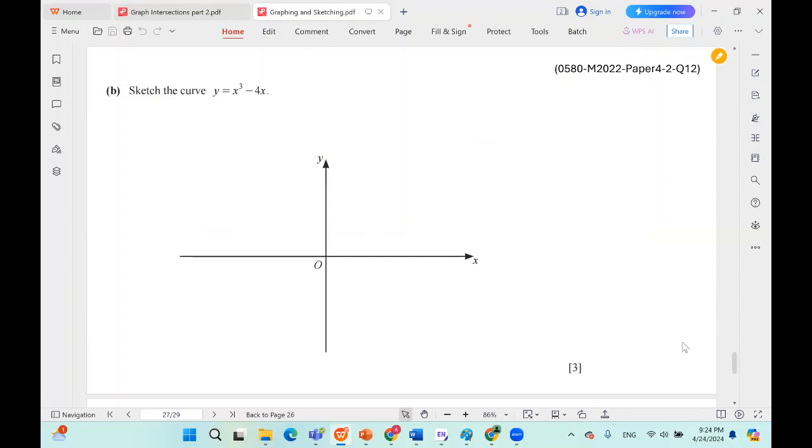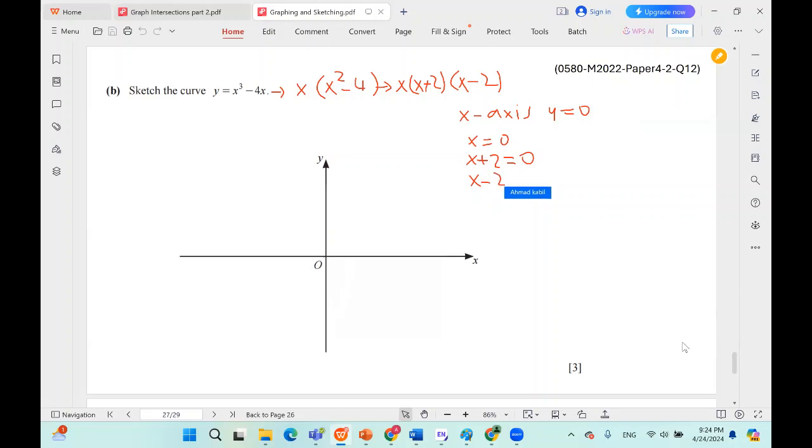For our final problem, we are asked to sketch x power 3 minus 4x. This can be factored quite easily. If you take x outside, you have x squared minus 4. And this is equal to x times x plus 2 times x minus 2. So we can get the x-intercept and the y-intercept. So for the x-axis, we set y equals 0. So either x equals 0 or x plus 2 equals 0 or x minus 2 equals 0.